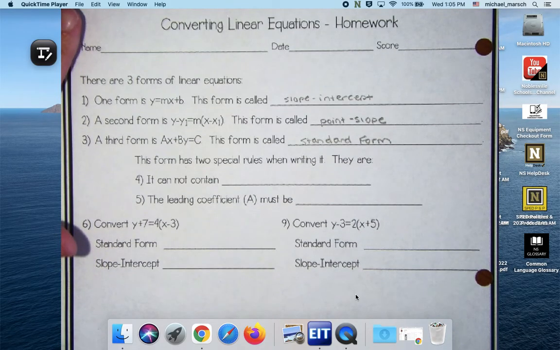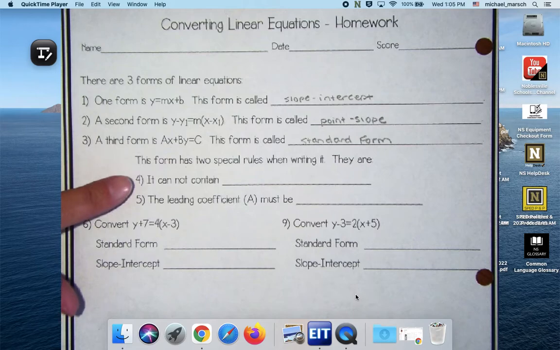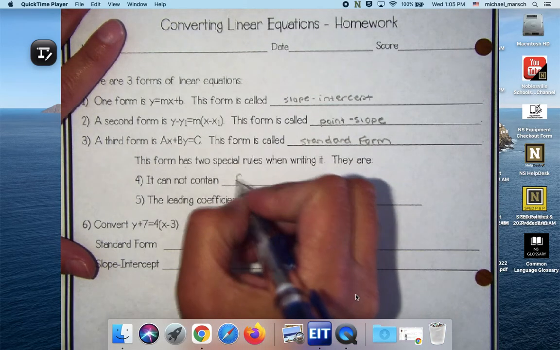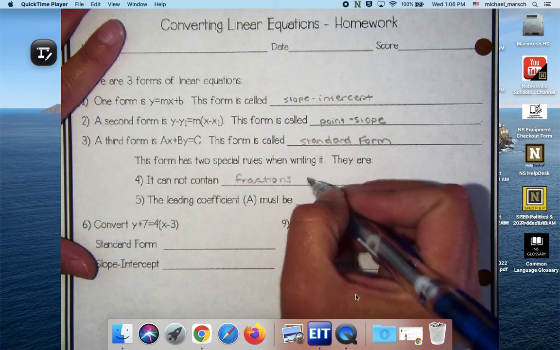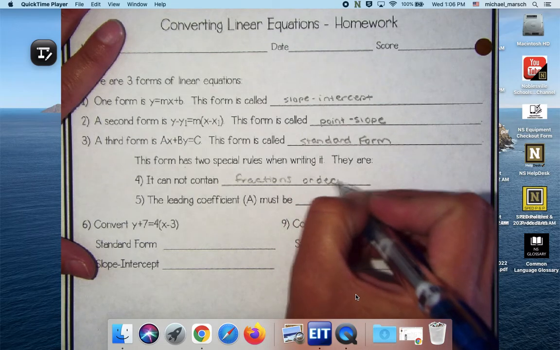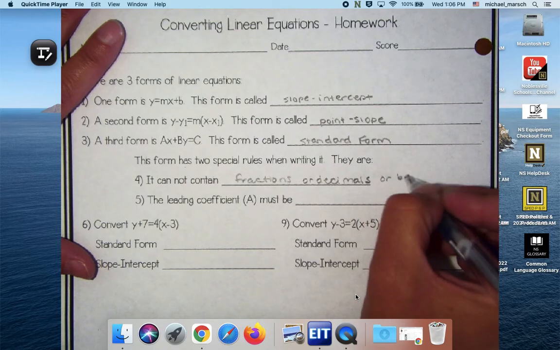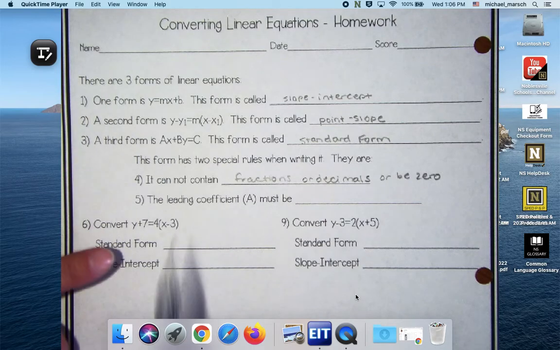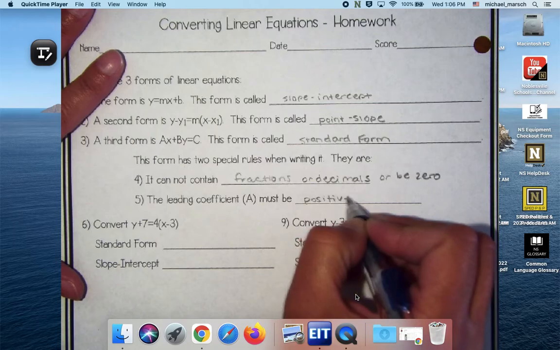There's a couple rules here. Standard form cannot contain fractions, or decimals, just because that might happen, or be 0. Isn't it also can't be negative? And then the leading coefficient must be positive. So yes, that is another way of saying cannot be negative.